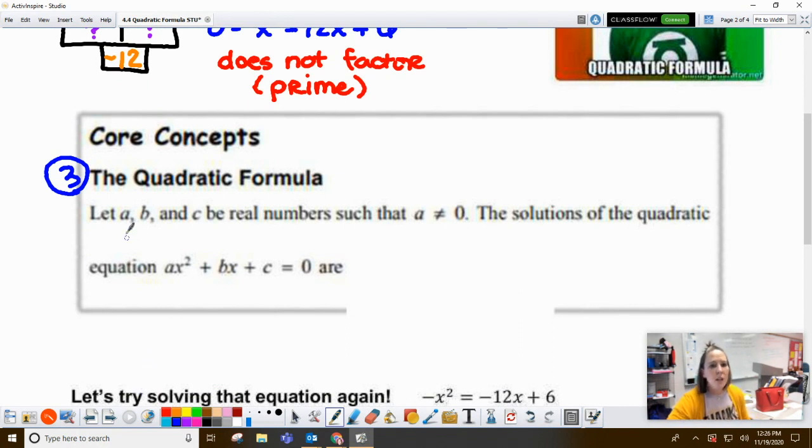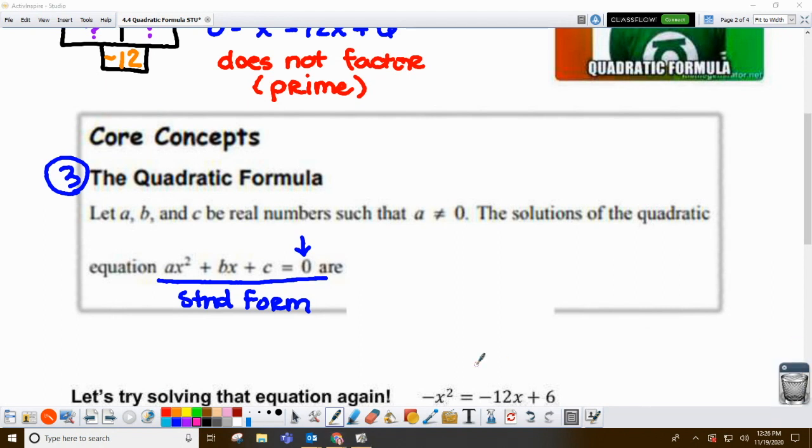Okay, so if A, B, and C are real numbers, and A can't be 0, obviously, because then you wouldn't have an x squared and it wouldn't be a quadratic. The solutions of the quadratic equation, ax squared plus bx plus c equals 0. All right, this is saying we are in standard form. And notice your equation is equal to 0. Okay, very important that that is the setup before you identify your A, B, and C and plug them into the quadratic formula.